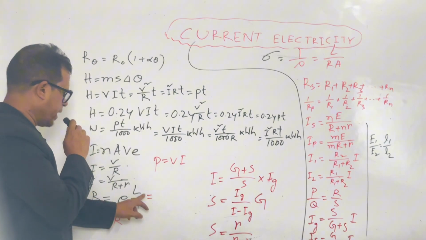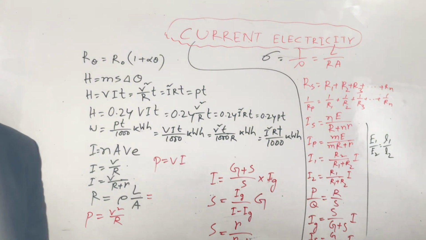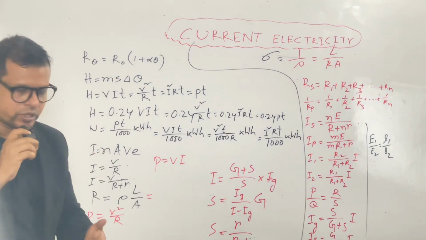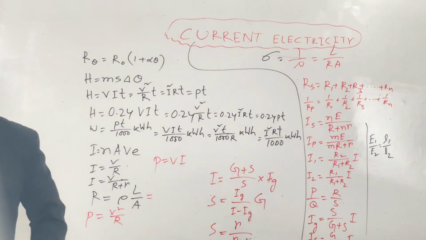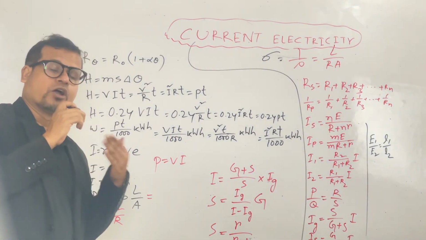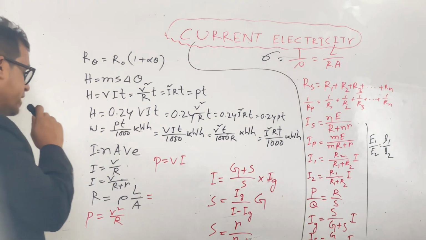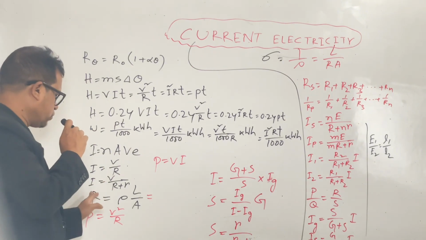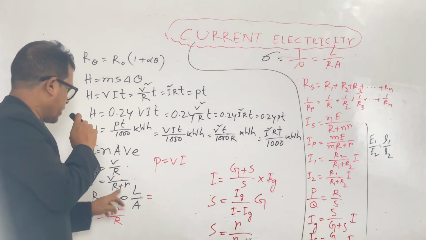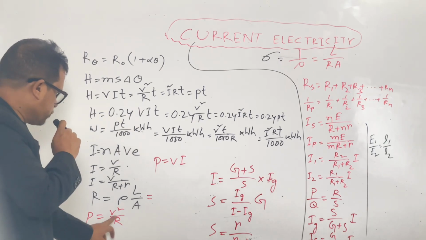R equal to rho L over A. Here L is the length of any conductor, A is the cross-sectional area of any conductor, and rho is the specific resistance. If you know the specific resistance rho, the length and the cross-sectional area of any conductor, then you can find out the resistance of that conductor. And if you know the resistance R, and the question gives you L and A, then you can find out the specific resistance.